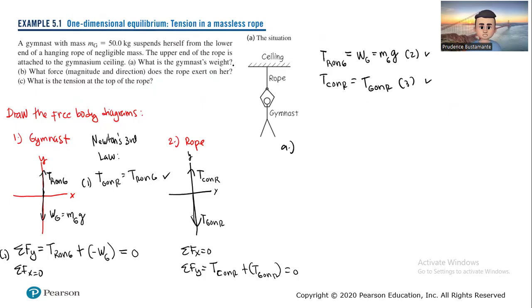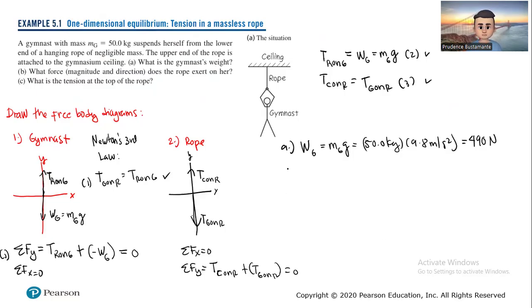What is the gymnast's weight? The weight of the gymnast is just equal to the mass of the gymnast times G, which is equal to 50 kilograms times 9.8 meters per second squared. This is actually 490 Newtons.